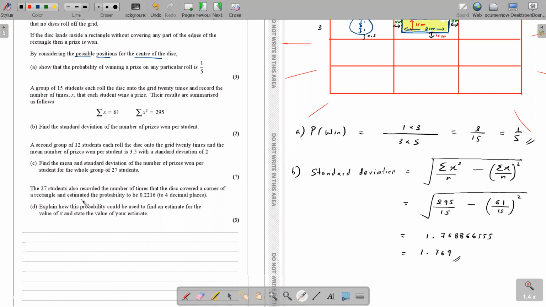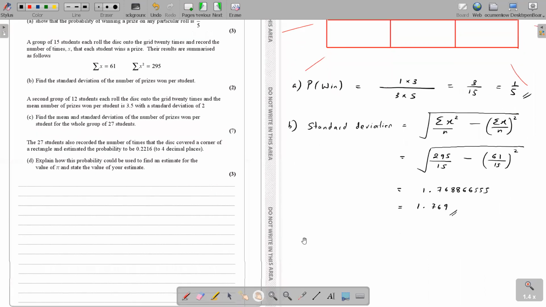So this is actually chapter 2 or 3, where you have two groups. When you have two groups, you need to combine the standard deviations and you need to combine the means. So let's do it in the normal way. They have given 7 marks for this, right? Can you see? So part C, right?